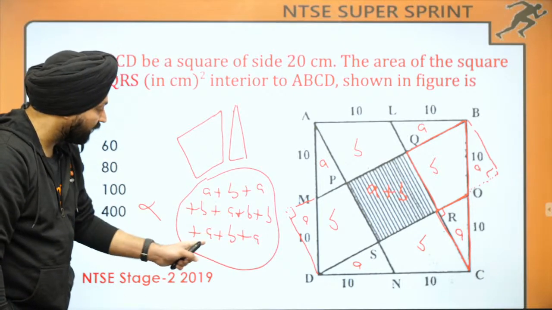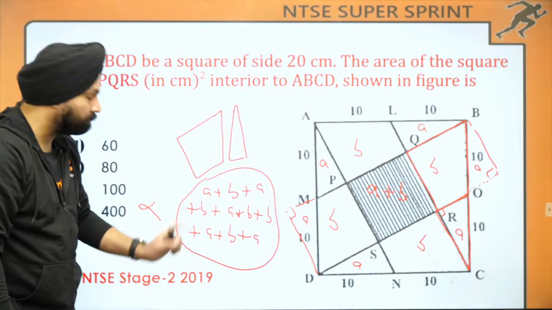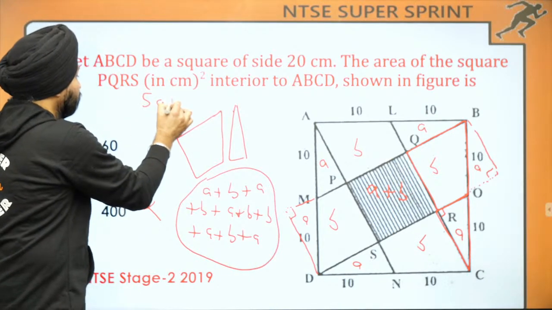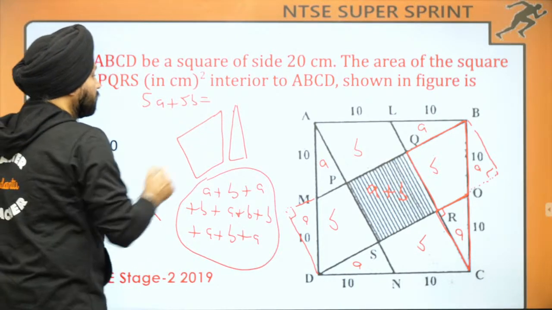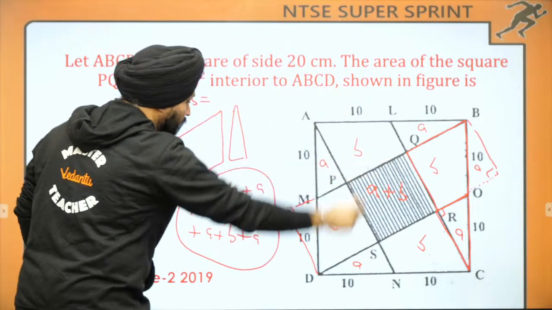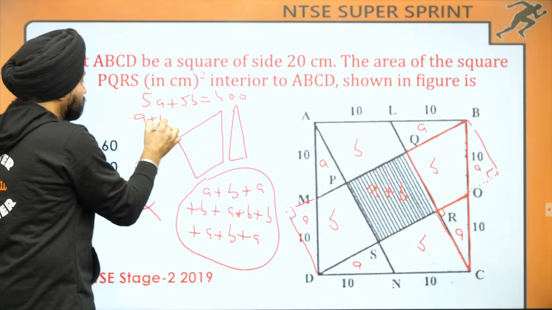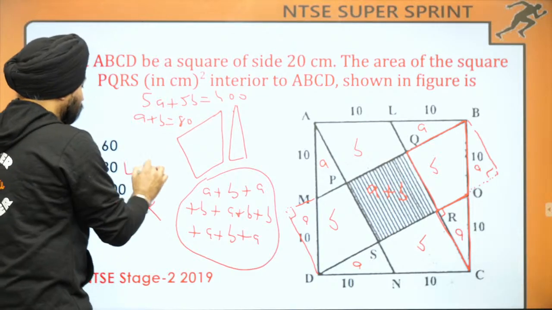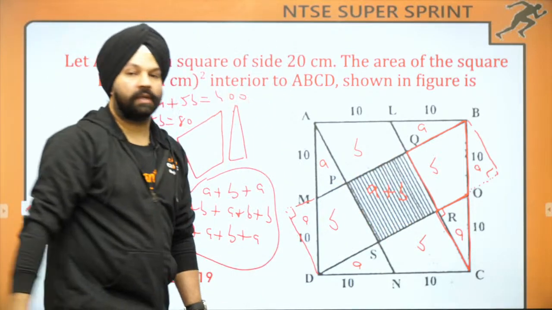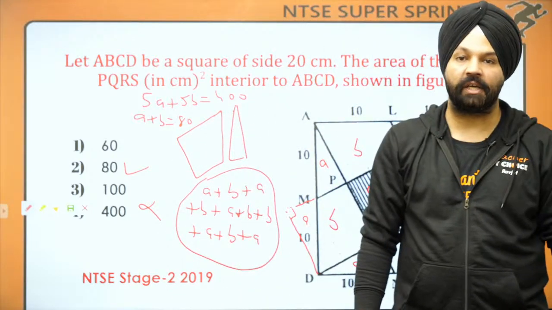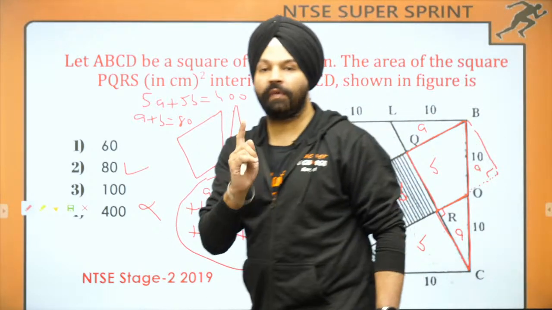1 2 3 4 5 A and 1 2 3 4 5 B. That means this full diagram is nothing but 5A plus 5B, which is actually equal to the full square. How much is the full square? 400. So A plus B comes out to be 80. And what is A plus B? That is the area of this square. So the answer comes out to be 80. That is one way of solving this.